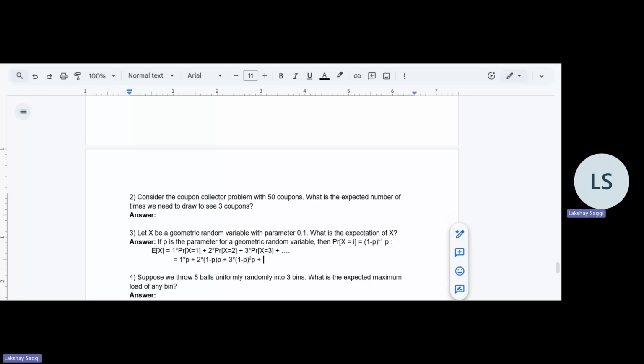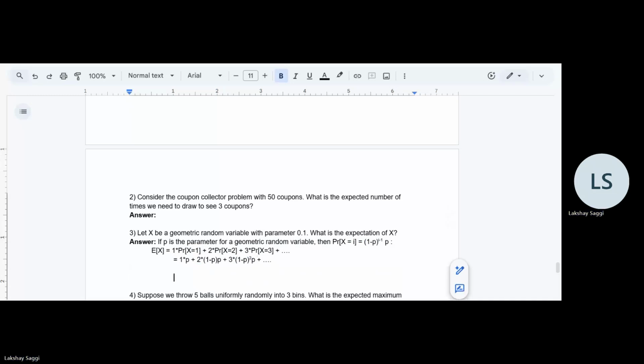So this goes on. How do we find the sum of this? This is actually not very hard. It's something you have already learned in high school, an arithmetic geometric progression, because the coefficients 1, 2, 3, 4 are in AP and are multiplied by powers of the 1 minus p factor. If you simplify, it comes out quite simple: just 1 over p.